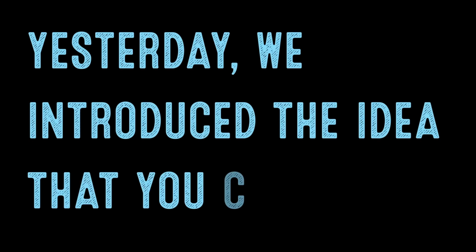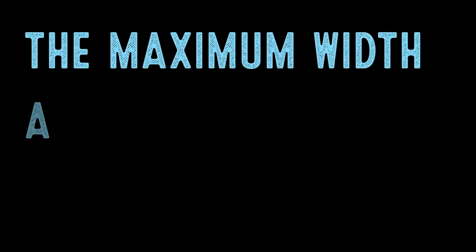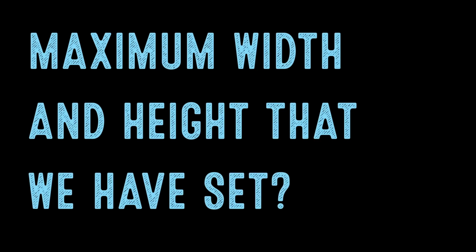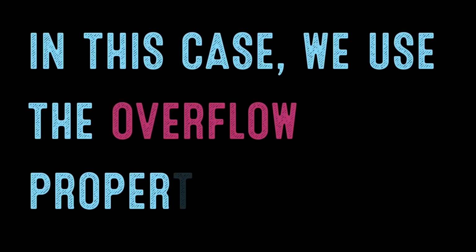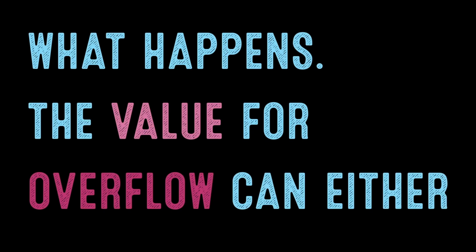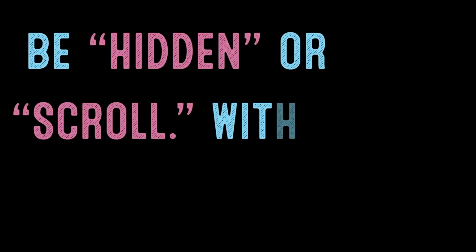The Daily Code Snippet. Yesterday we introduced the idea that you can limit the maximum width and height of an element. What happens when the content is actually larger than the maximum width and height that we have set? In this case, we use the overflow property to control what happens. The value for overflow can either be hidden or scroll.